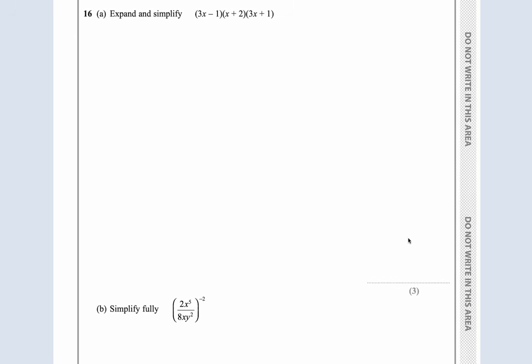Question 16. Expand and simplify. Okay, guys, I am going to do part A first. So let's do the 3x minus 1 times x plus 2.